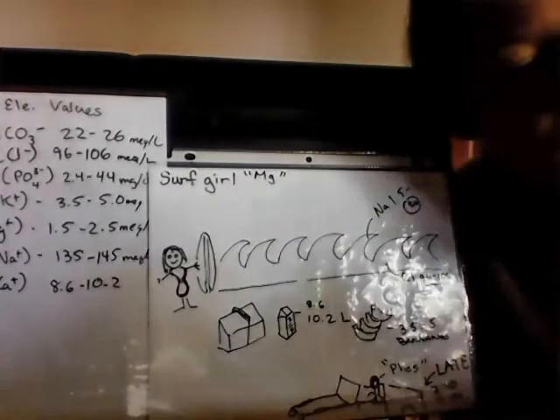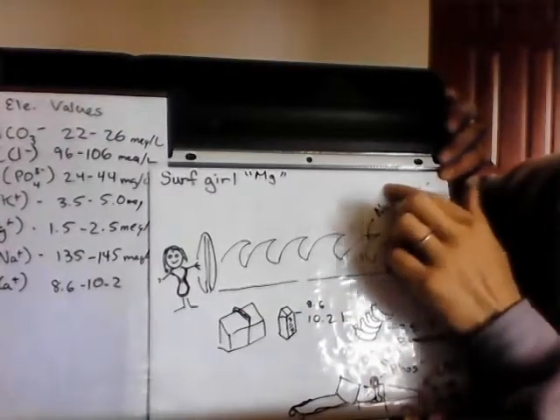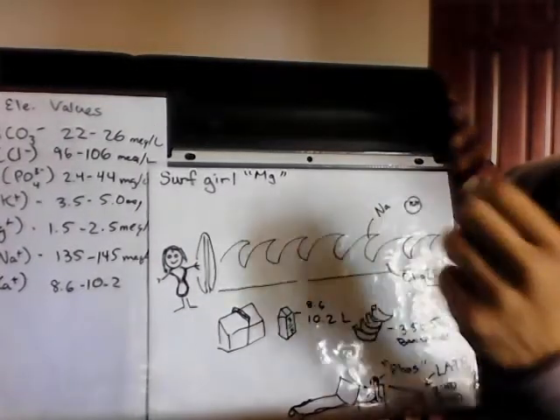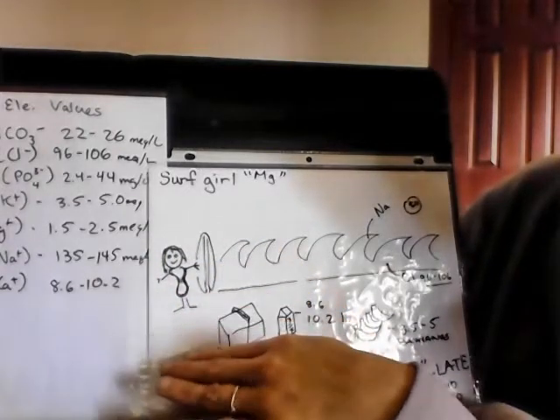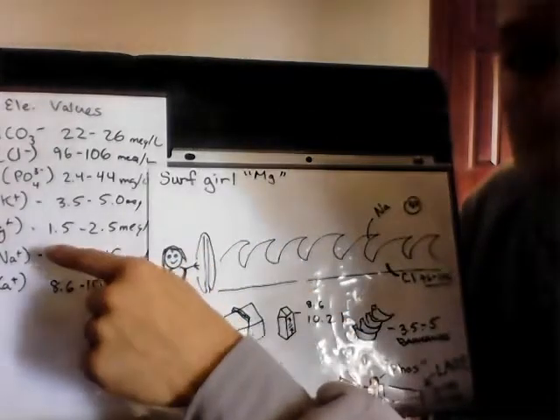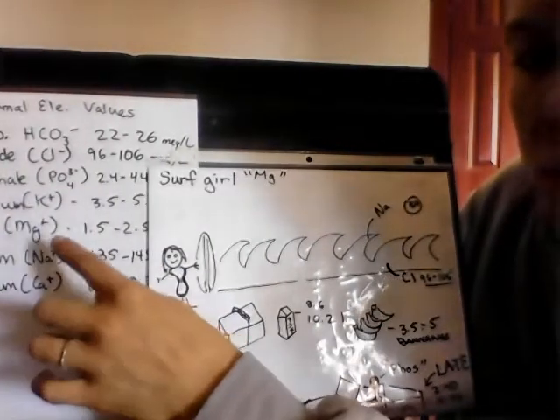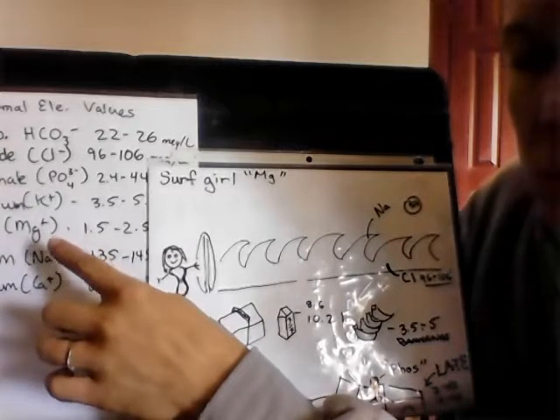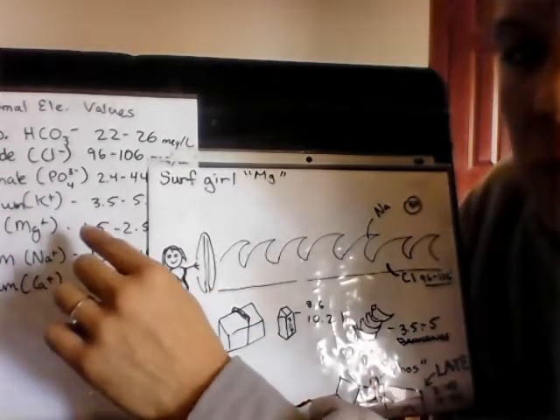And I'm sorry, I have to correct something real quick. Sodium is 1:35 to 1:45. Think of Maggie loving to spend time in the ocean for 1.5 to 2.5 hours. Okay, let me scoot this back over. So magnesium is 1.5 to 2.5 hours. So Maggie loves to be in the ocean for 1.5 to 2.5 hours.